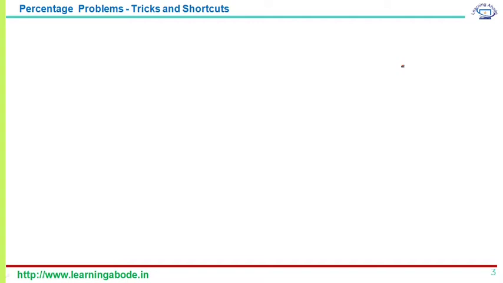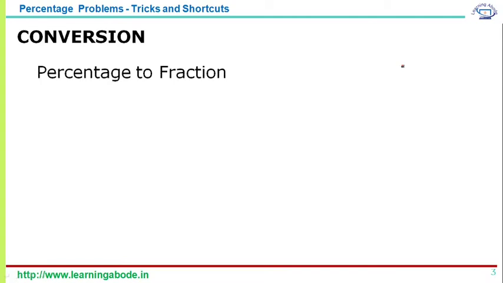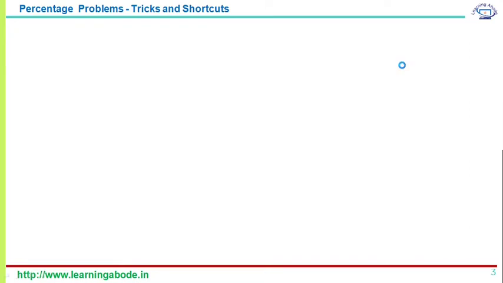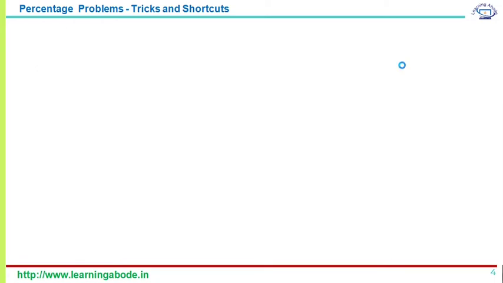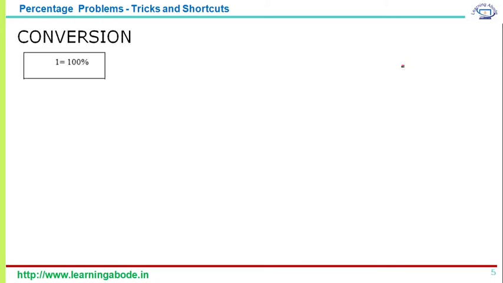The first idea I'm going to talk about is the conversion from percentage to fraction and fraction to percentage. For percentage to fraction, you divide by 100, and for fraction to percentage, you multiply by 100. But instead of doing this multiplication and division every time, if you remember the popular fractions, that is going to be very helpful in solving problems.